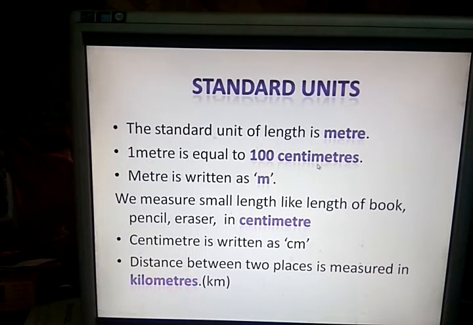But the distance between two places, just like your school to home or home to market, is measured in kilometers. And kilometer is the biggest unit in measurement of length. The distance between two cities, just like Jalgaon to Pune, Jalgaon to Nagpur, Jalgaon to Mumbai, and from one country to another country, is also measured in kilometers.